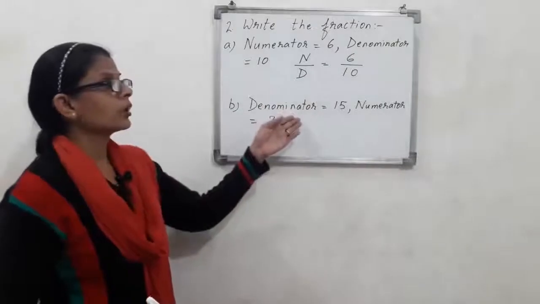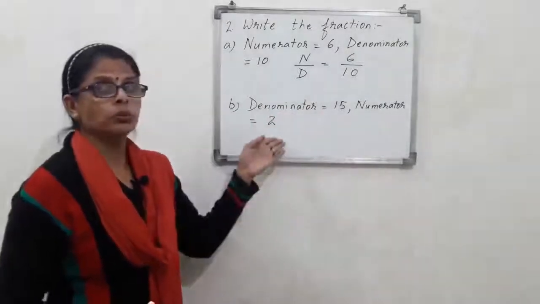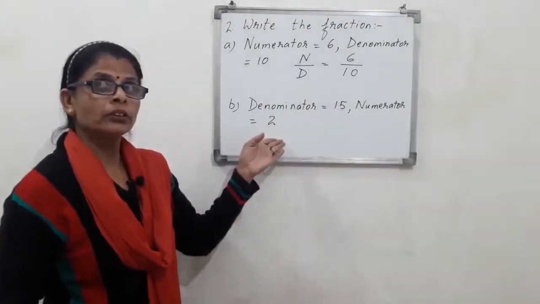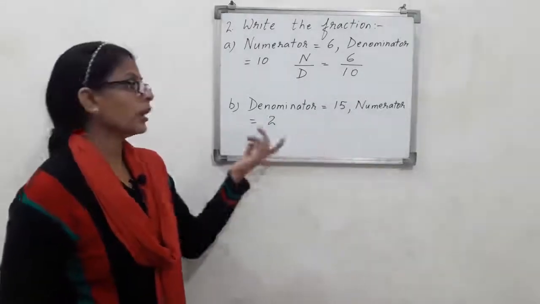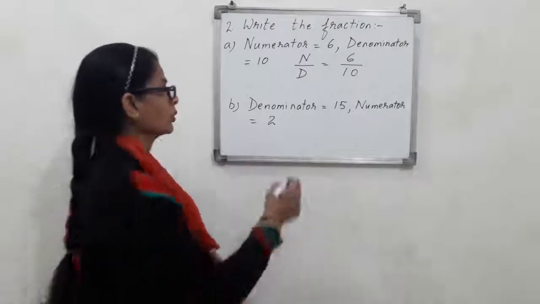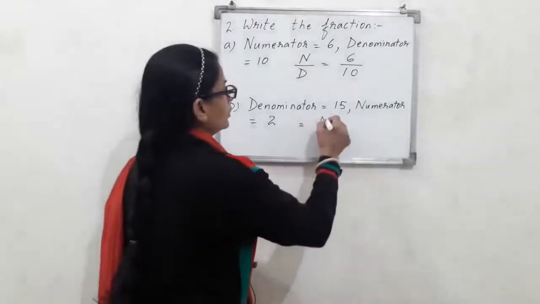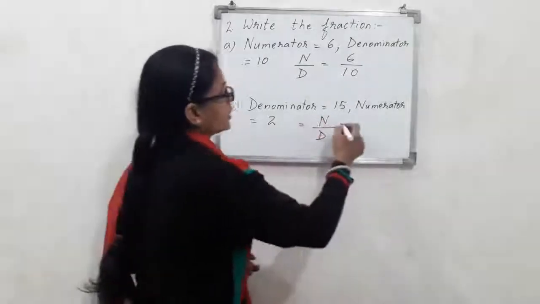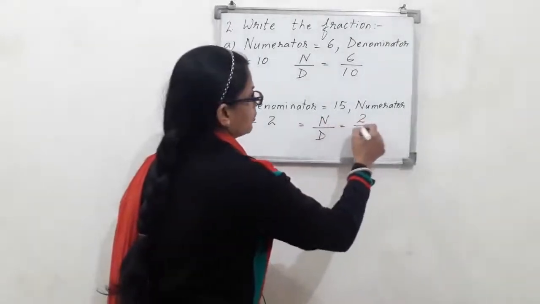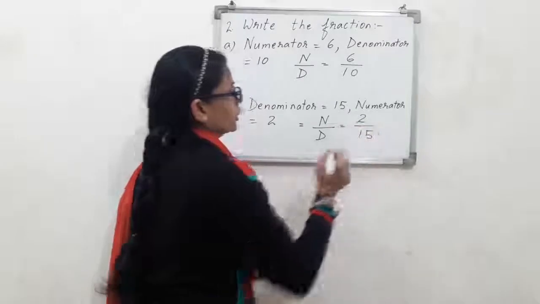Next, denominator is 15, numerator is 2. What will the fraction be? Yes, numerator will come up and the denominator will come down. So what is numerator and what is denominator? Numerator is 2 and denominator is 15. So the fraction will be 2 upon 15.